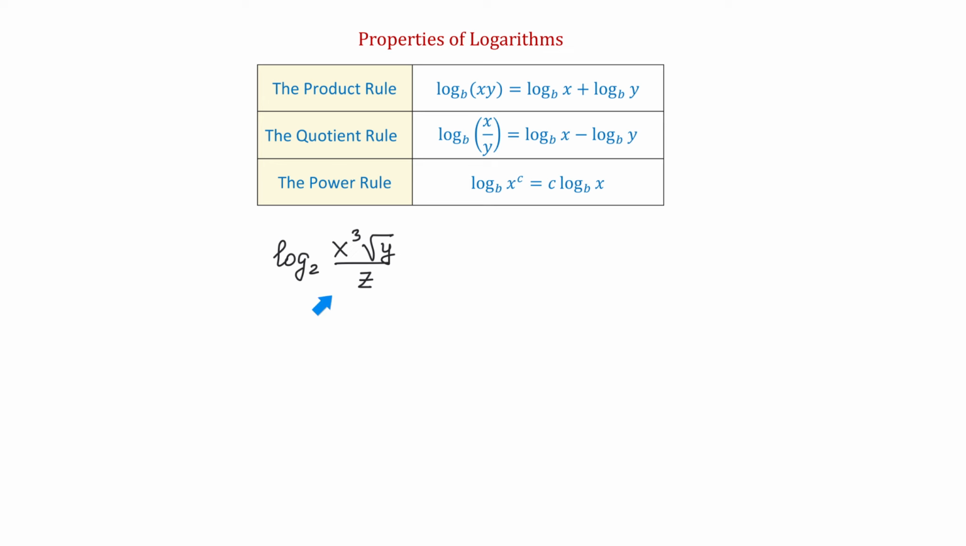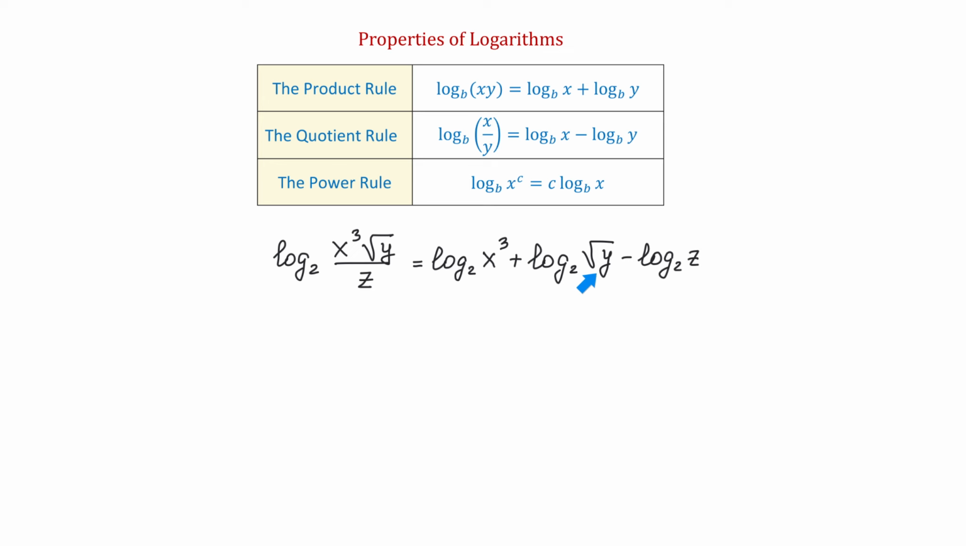Because in this logarithm we have x cubed times square root of y divided by z, first we will apply the product rule and the quotient rule. So in the first step we will write log base 2 of x cubed plus log base 2 of square root of y minus log base 2 of z. So again, log base 2 of x cubed plus log base 2 of square root of y minus log base 2 of z.